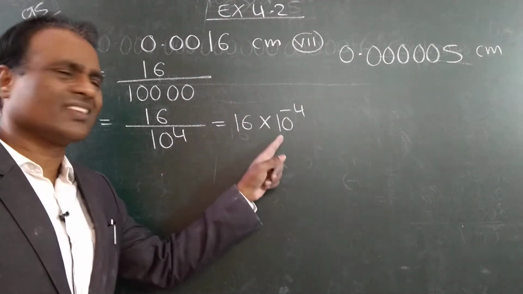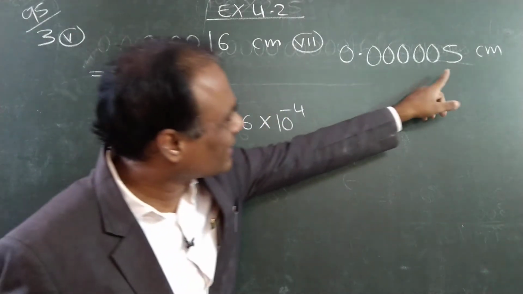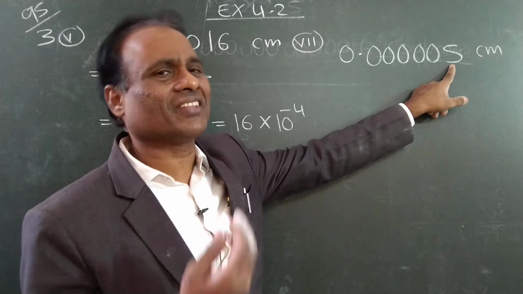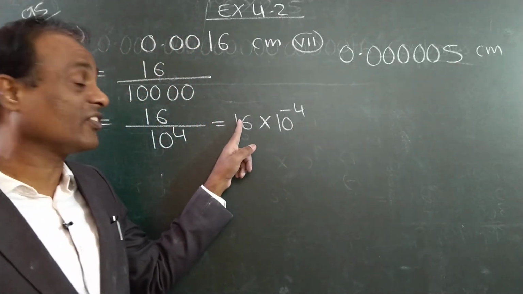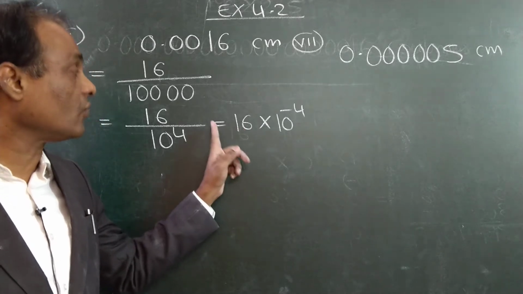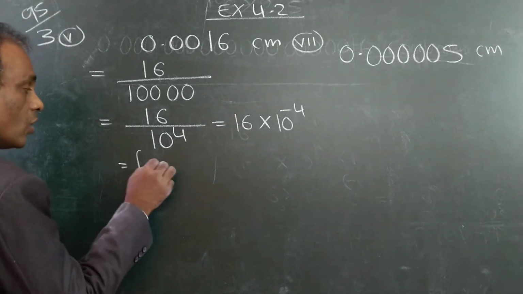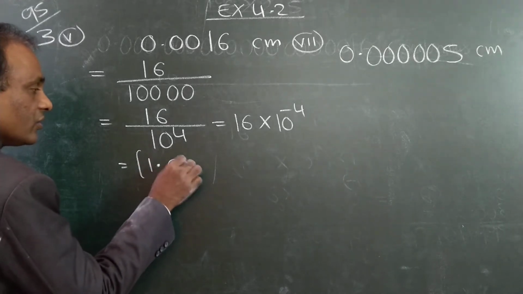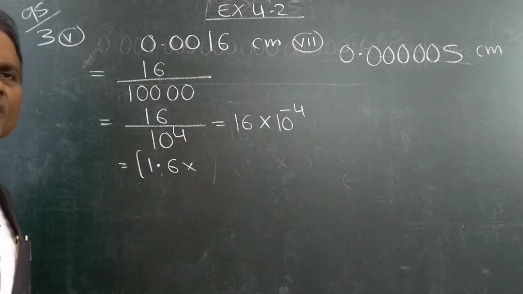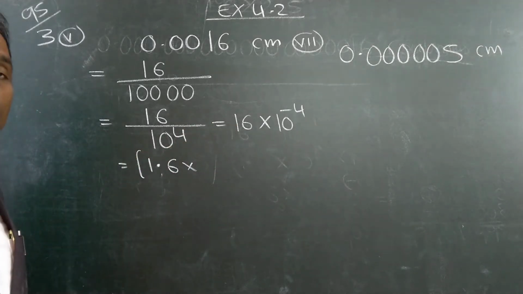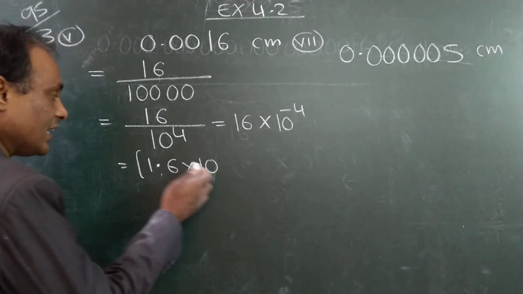But this is not the standard form. There should be only one digit here. If it is only one digit, it is fine. But with 2 digits, 3 digits, we have to keep the decimal immediately after one digit. So 1.6 we have to write. How to write 16 as 1.6? 16 and 1.6 are not the same. I can't put the decimal here, so if I want a decimal here, I have to multiply with 10.